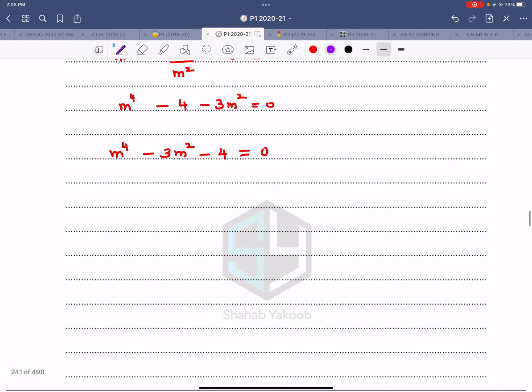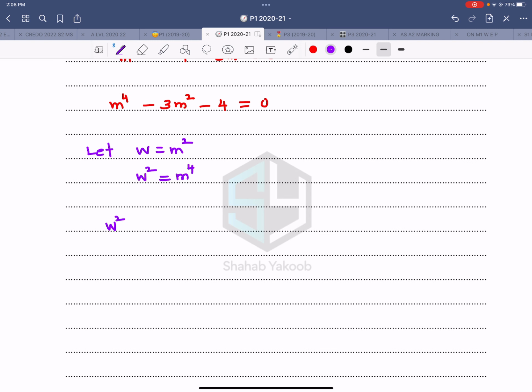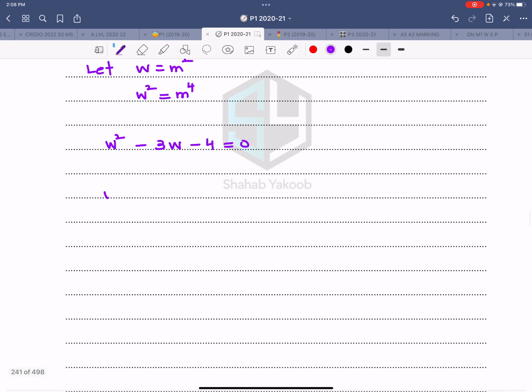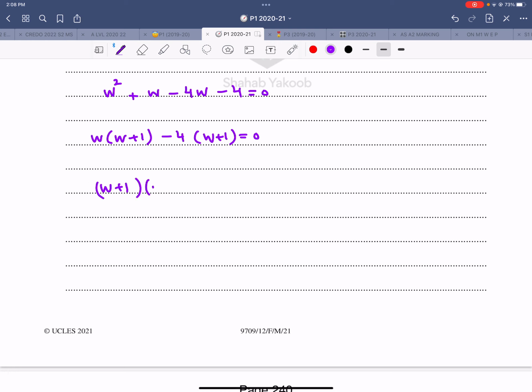Now make another substitution. Let w equal m square. Therefore, w square is m power 4. So w square minus 3w minus 4 equals 0. W square plus w minus 4w minus 4 equals 0. W plus 1, minus 4 times w plus 1 equals 0. W plus 1, w minus 4 equals 0. Therefore, w is negative 1. Therefore, w is positive 4.